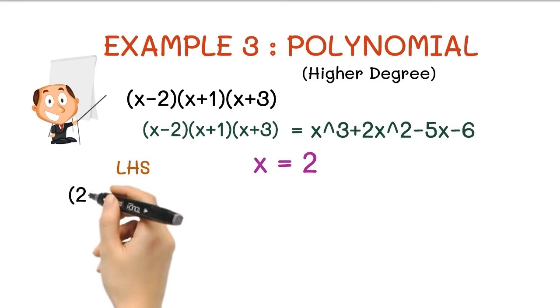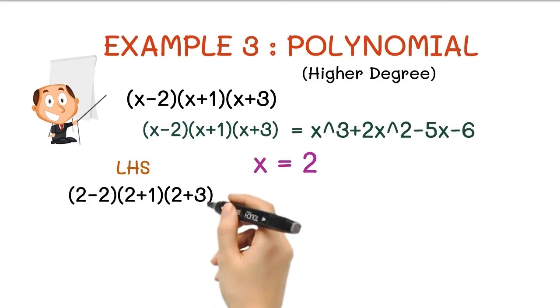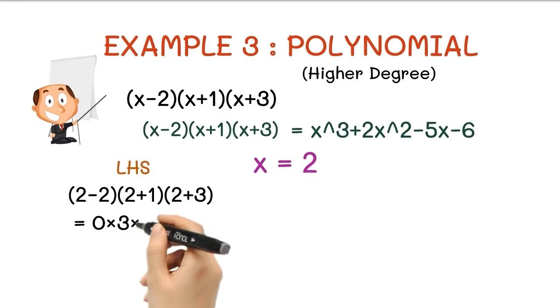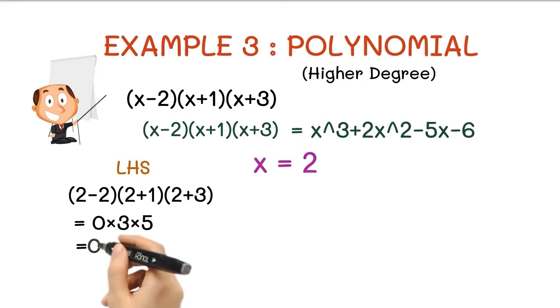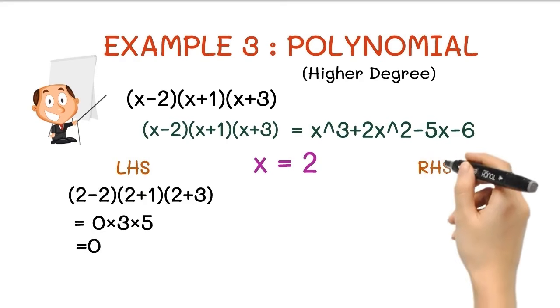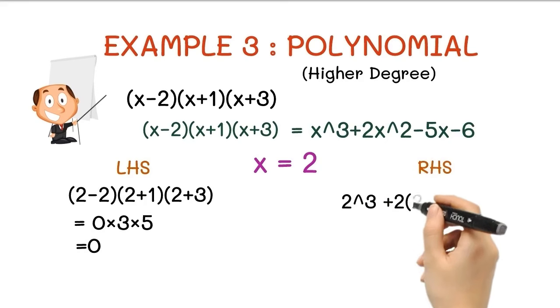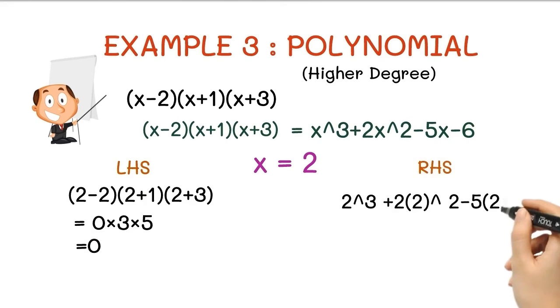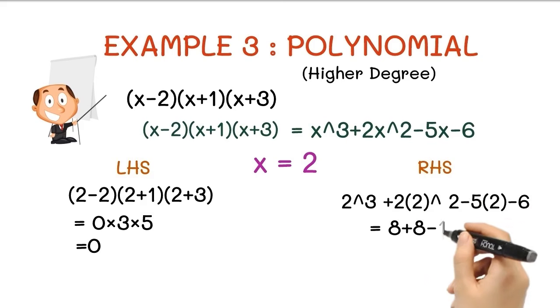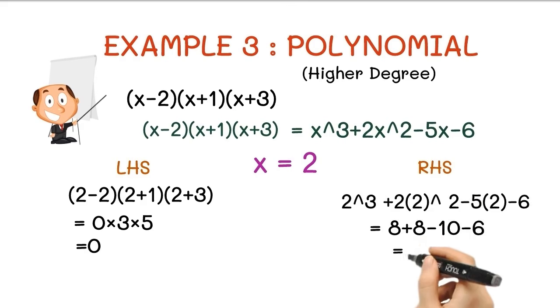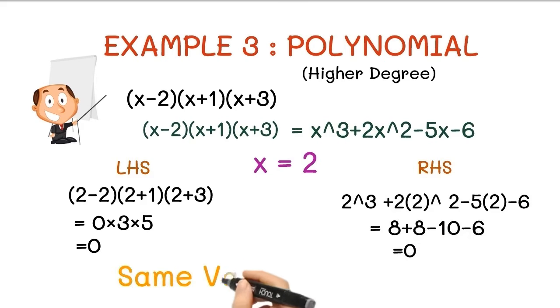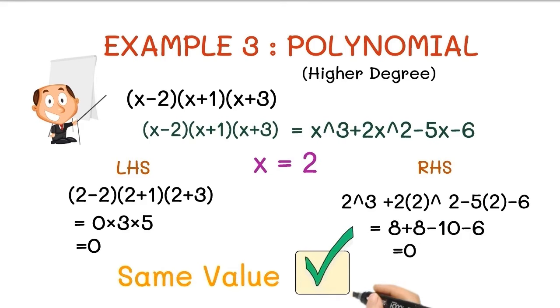Left-hand side: (2 minus 2)(2 plus 1)(2 plus 3) equals 0 times 3 times 5 equals 0. Right-hand side: 2 to the power of 3 plus 2 times 2 squared minus 5 times 2 minus 6 equals 8 plus 8 minus 10 minus 6 equals 0. Both sides give 0. The polynomial expansion is correct.